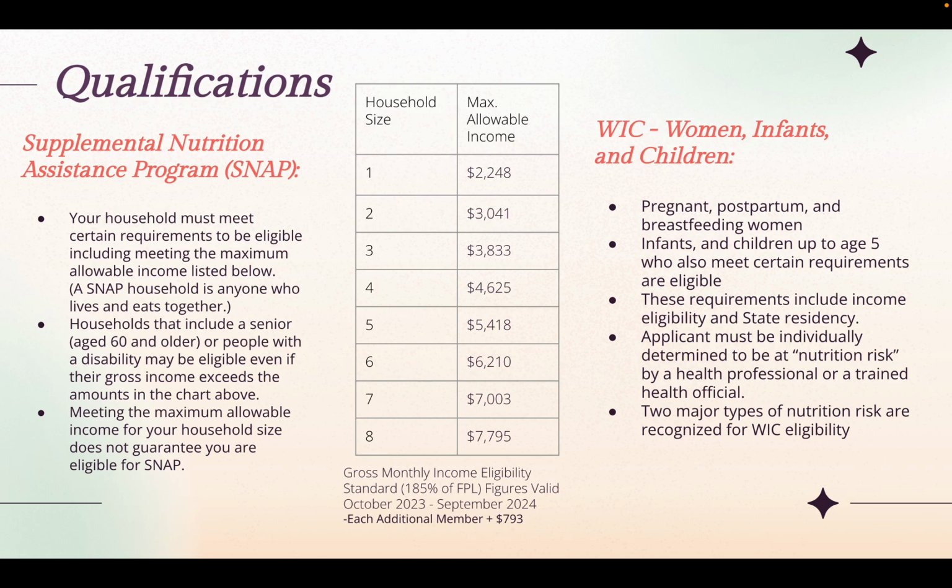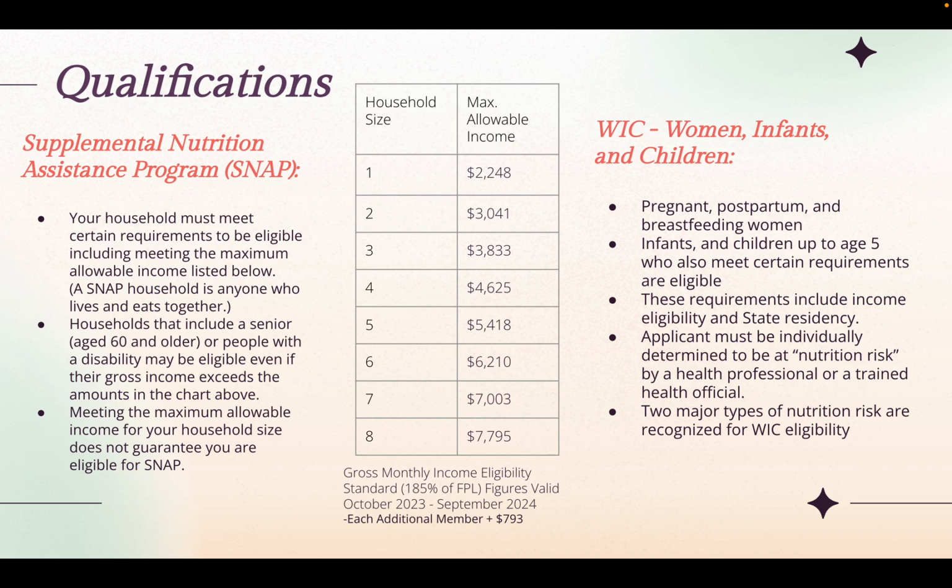Because each state has a different application form and process, a member of your household must contact your state agency directly to apply. You can contact your state agency by visiting your local SNAP office, visiting your state agency's website, or calling your state's toll-free SNAP information hotline. Some states have online applications that can be completed from the state agency website. In the center is a table that shows the household size and maximum allowable income for that household size to qualify.